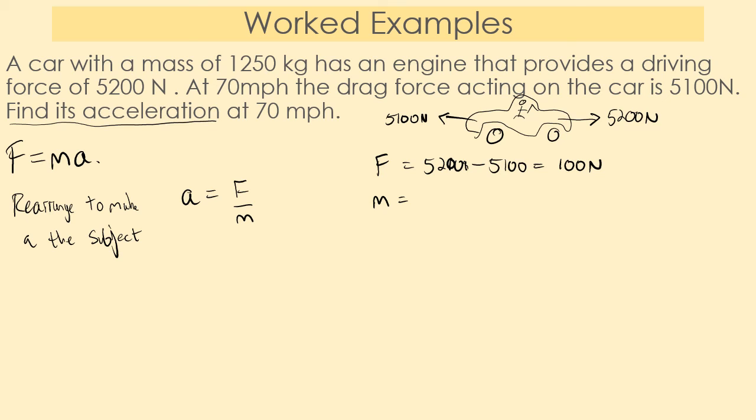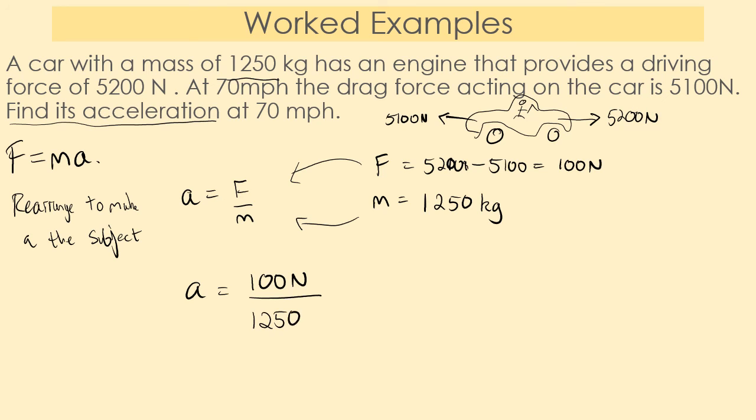Its mass, I've already been told, is 1,250 kilograms. I can now input these into my equation. So I'll have my acceleration equals 100 newtons divided by 1,250 kilograms. Again, I'm not going to expect you to do this in your head. You can use a calculator for these things, but that gives me an overall acceleration of 0.08 meters per second squared. And that is my answer there.